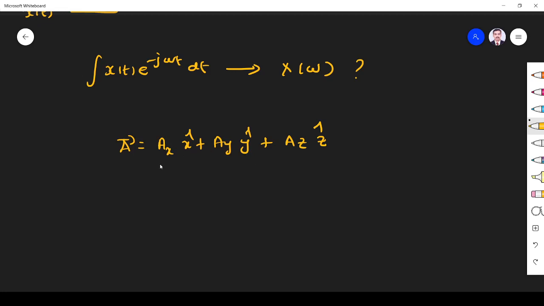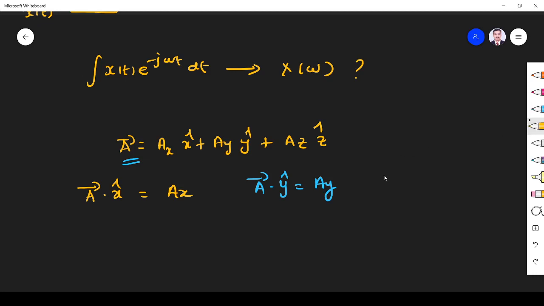I want to find the component of vector A along the x direction. What I will do, I will take a dot product of A with x cap. It will give Ax only. Similarly, I want to find the component of this vector A along the y direction. What I do, I take a dot product with y cap. So what will it give? It will give Ay only. The other terms will be 0 because x dot y is 0, y dot z also 0.